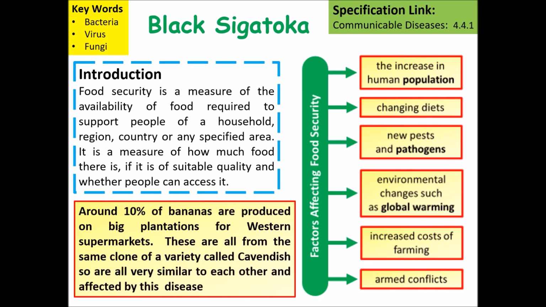Around 10% of bananas are produced on big plantations for Western supermarkets. These are all cultivated from a variety called Cavendish bananas. So each banana plant is very, very genetically similar to each other and they are all susceptible, so can be affected by this disease.